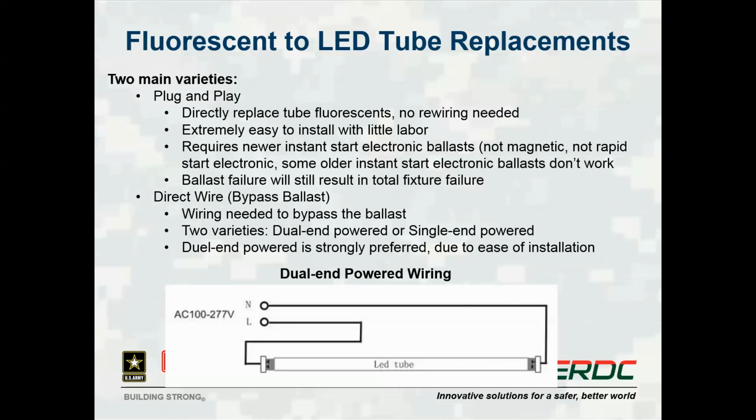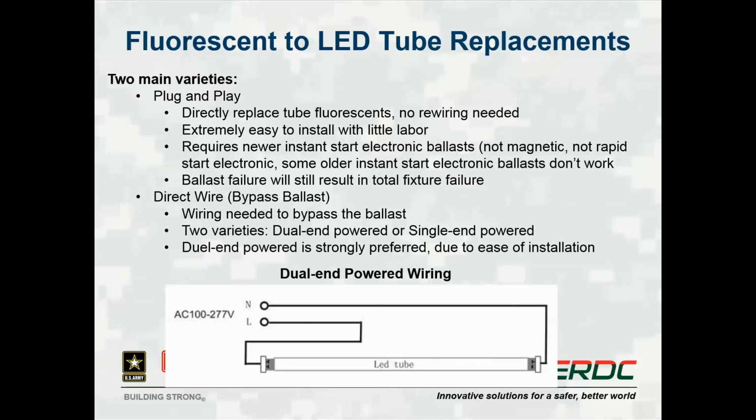A ballast checker can be used to determine if the right type of ballast is already present in the fixture, but due to the many variations in ballasts, the best option is often to just try a plug-and-play lamp before ordering a large quantity. A failure of the ballast at a later time will still result in a total failure of the fixture when using this type of LED lamp.